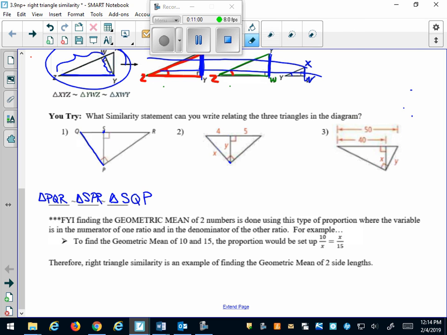Okay, so X is the short side. In the biggest triangle, X is the shortest side. Now, in the biggest triangle, do we have another side? Do we have the long leg or do we have the hypotenuse? We have the hypotenuse, right? So this is short to hypotenuse. Well, what's the length of the hypotenuse?